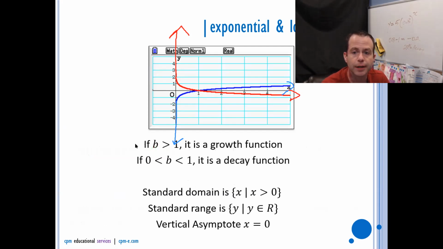If b is greater than 1, it is a growth function. And again, that would look like the blue guy here. And if b is a fraction, that would be a decay function. And again, that would look like the red guy. Okay, standard domain is actually now x is greater than 0, because of that vertical asymptote that I was just talking about. And then the standard range is y is a member of the reals. And then you have a vertical asymptote at x equals 0.